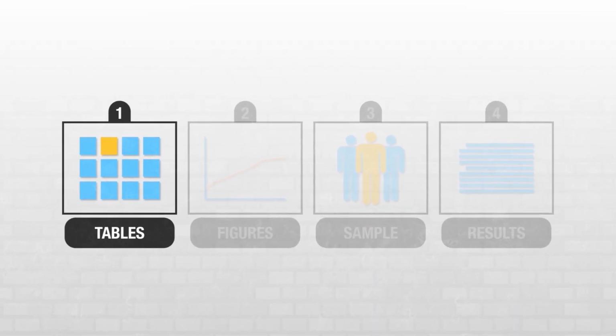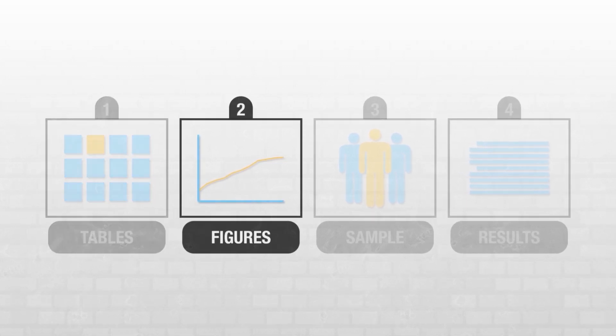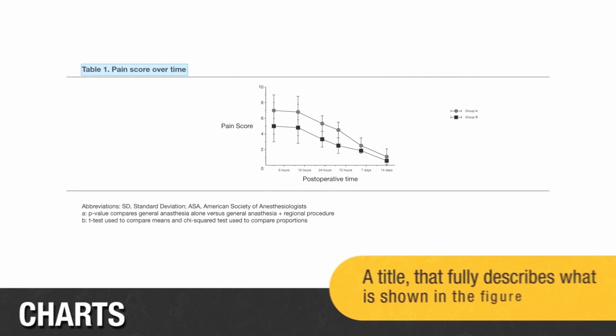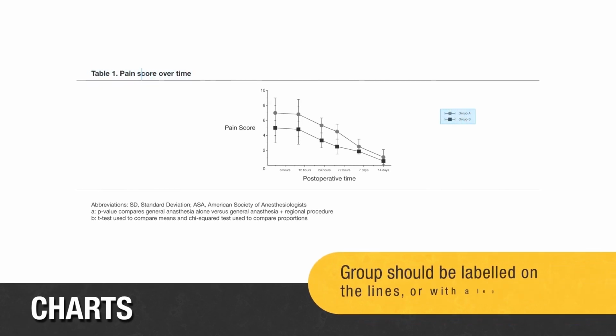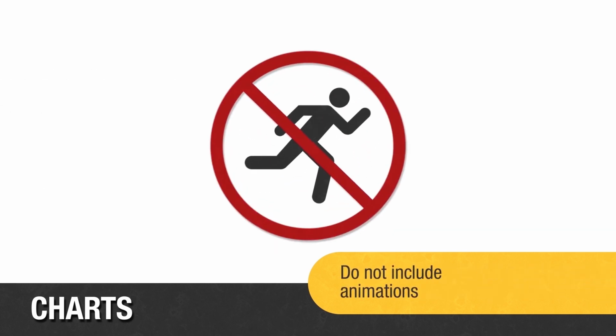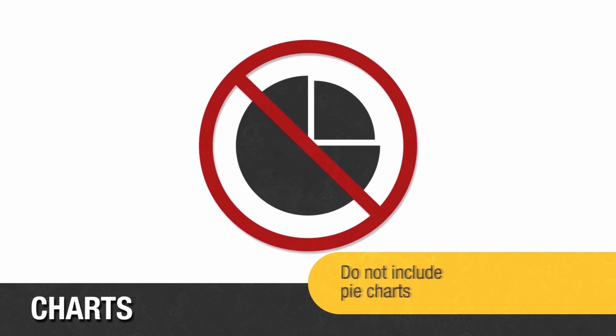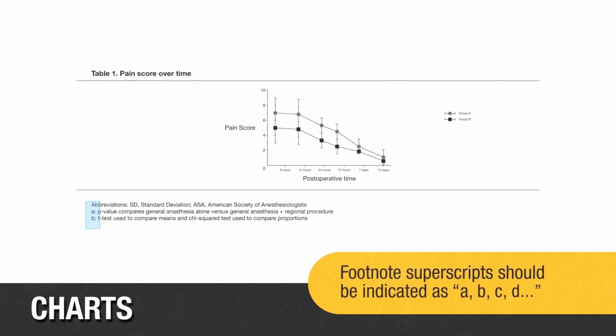Each table and figure should be referenced in the text and included at the end of the manuscript. When creating figures, each must contain a title that fully describes what is shown in the figure. Groups should be labeled on the lines or with a legend. Do not include animations. Do not include pie charts. The y-axis should not contain vertical text. Footnote superscripts should be indicated by A, B, C, D.